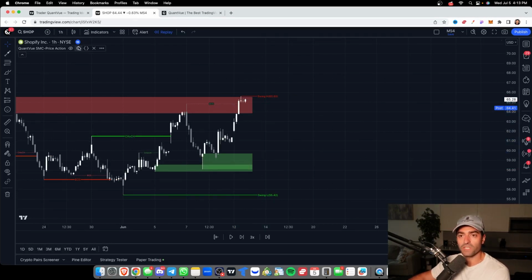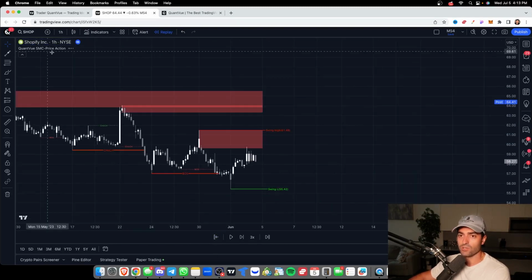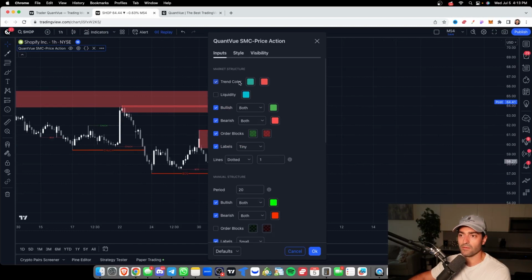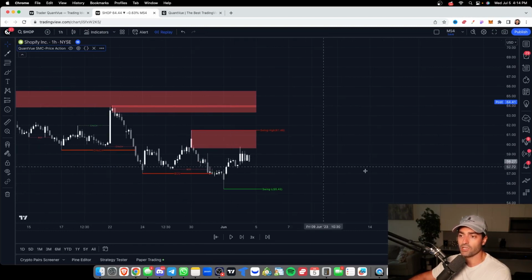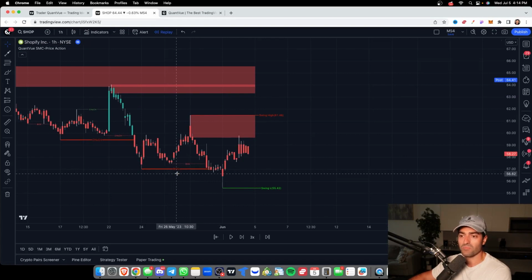Now, one really cool feature about this price action indicator, if we go back here, is you could configure the candlesticks to actually change color whenever the trend shifts. So for example, we got this bearish break of structure here. So this little section here, the candlesticks change to red to indicate a bearish trend.